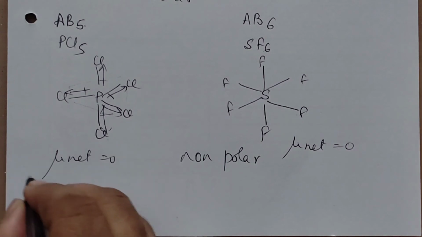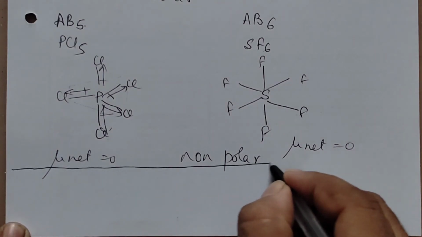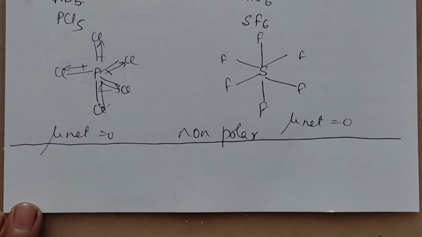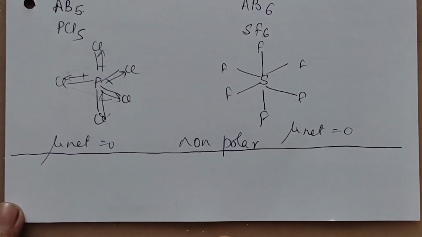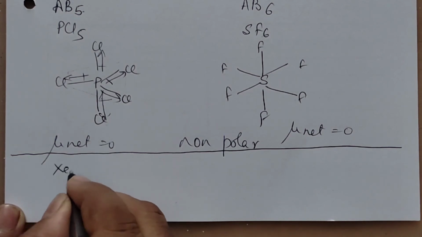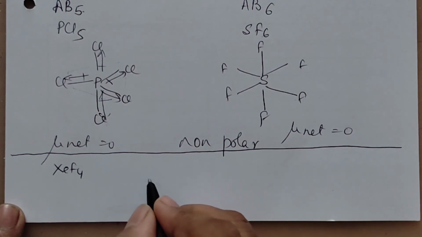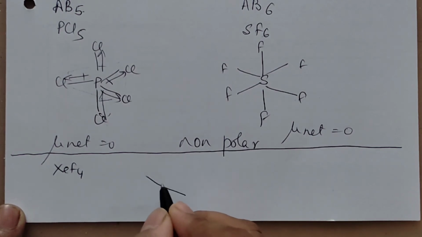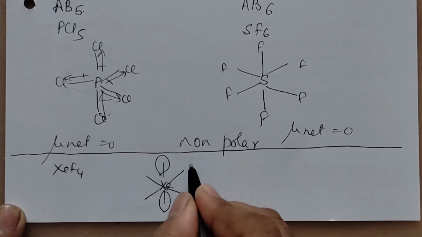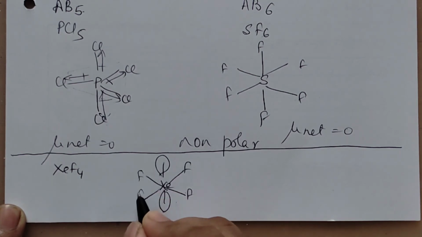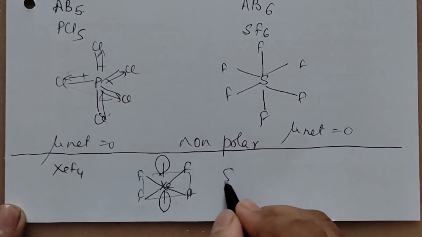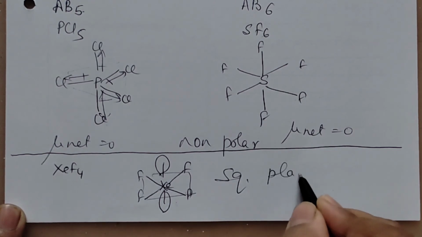Okay. One more example I just remembered, of the type we discussed earlier, where a lone pair is there, still they are non-polar. One category you can have is XeF4. If you see the shape, xenon is in the center, then you have a square, with one lone pair here and one lone pair here, and this is F and this is F. The shape is square planar.